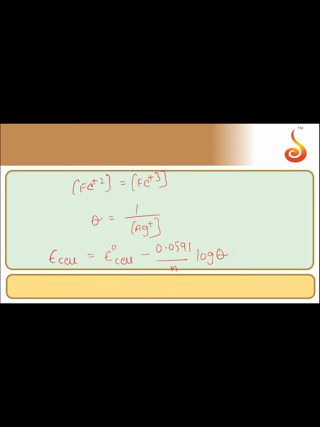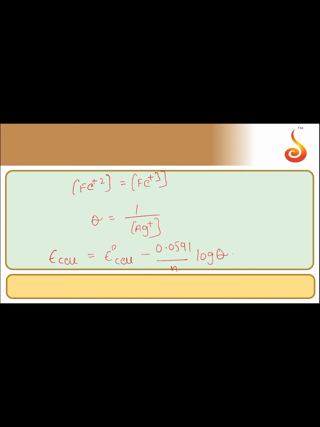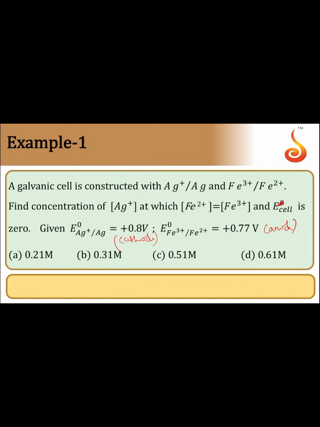Anyway, E cell value is given as 0 in the problem. So 0 is equal to E0 cell, which is 0.03, minus 0.0591 by n, where n is the number of electrons. How many electrons? 1 electron. So n value is 1, log 1 by Ag+, because Q is 1 by Ag+. From this, if you calculate the Ag+ value, we will get 0.31 molar. So the answer is option B.